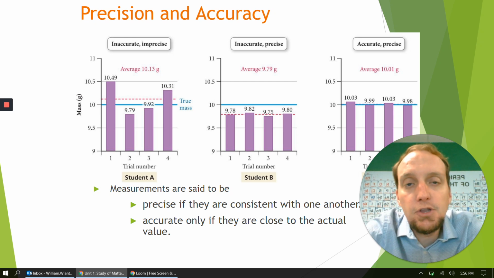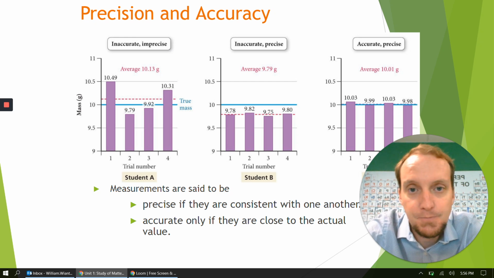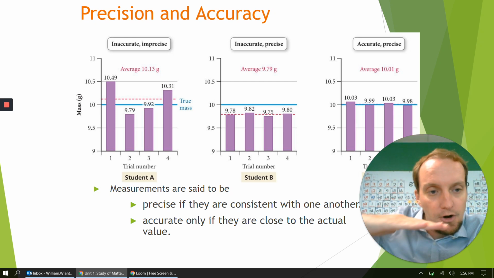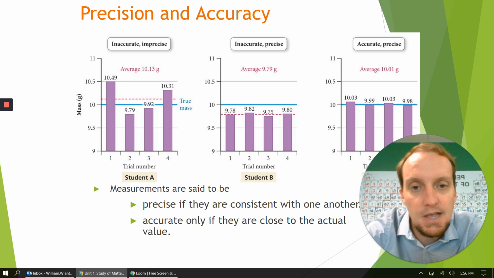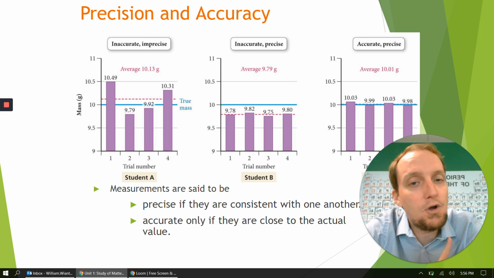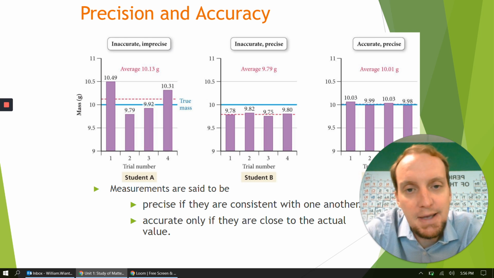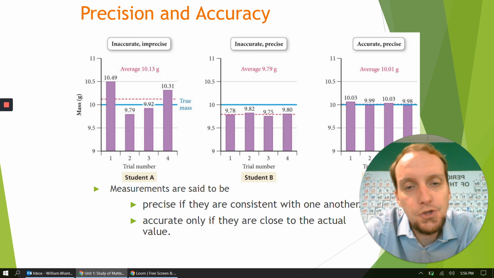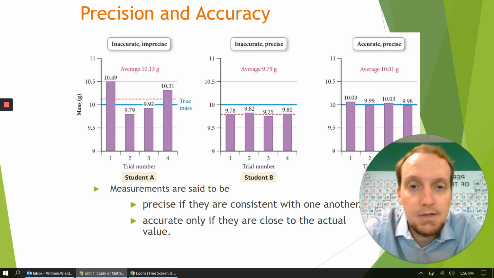If you look at student B, their average is well below the actual true mass, therefore they are not accurate, but their values are very close to each other. The bars are all very flat, very consistent, and all right close to their average. Therefore, they're pretty precise, which means whatever they're doing, they're probably doing it wrong, but they're doing it wrong consistently. Now, it doesn't necessarily mean they're doing it wrong. It's just that the values they're using or measuring are consistently wrong.